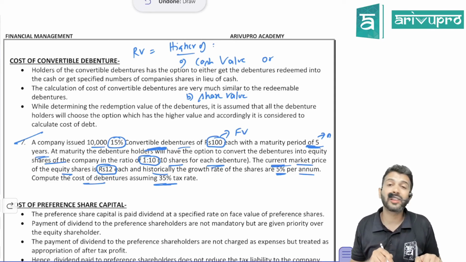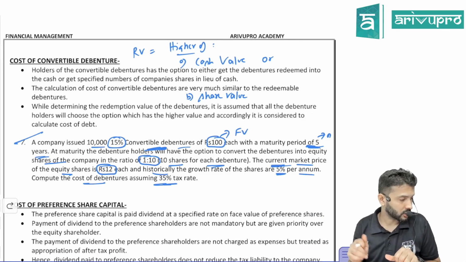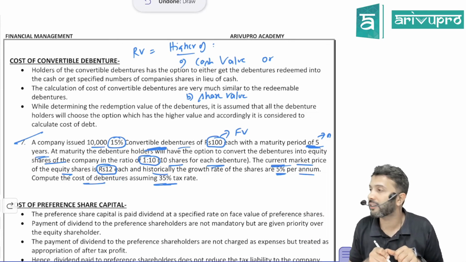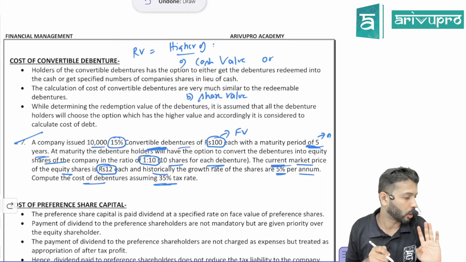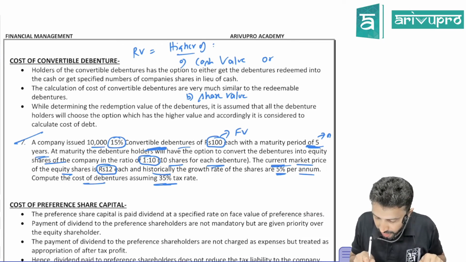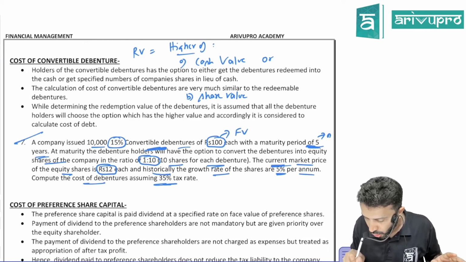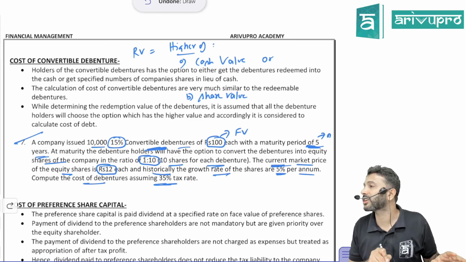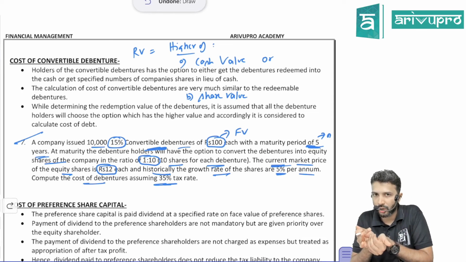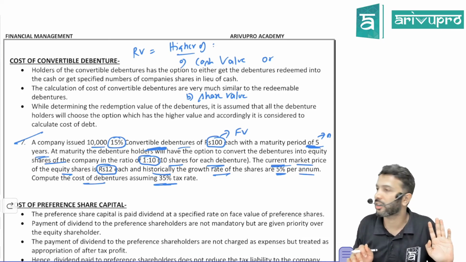But we need the market price of equity shares after 5 years. That means, can I take this and straight away multiply by 10? No, because this is the current market price. And they're saying over here that historically, as per our last records, the growth rate of the share is around 5% per annum. Meaning every year the share price will increase by 5%.